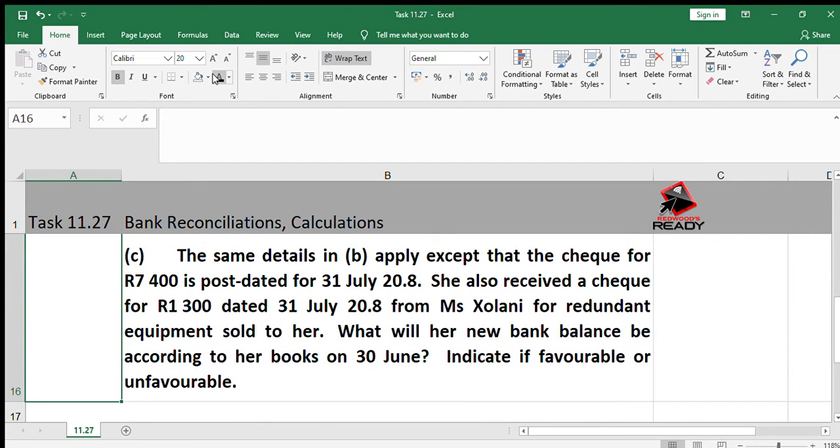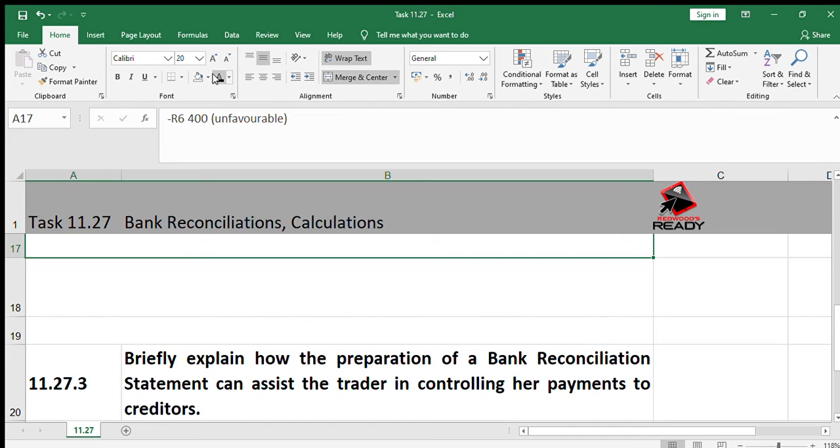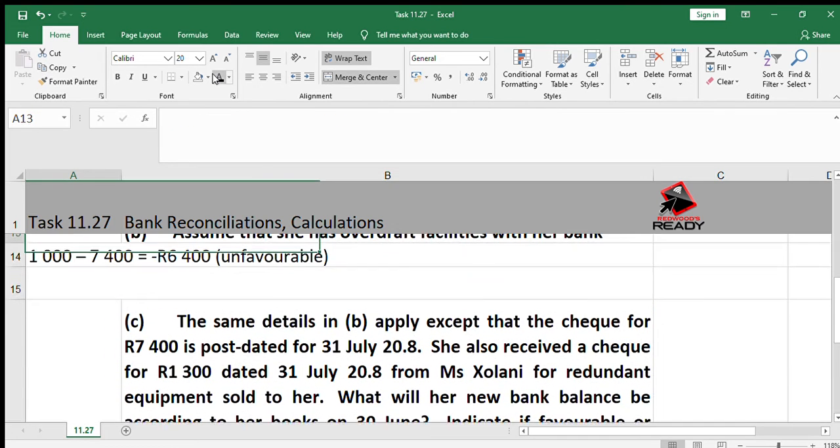Then the same details apply as in B, except that the check for 7,400 is post-dated for 31st July 20.8. She also received a check for 1,300 dated 31st July 20.8 from Ms. Solani for redundant equipment sold to her. What will her new bank balance be according to her books on 30th June? Indicate favorable or unfavorable.